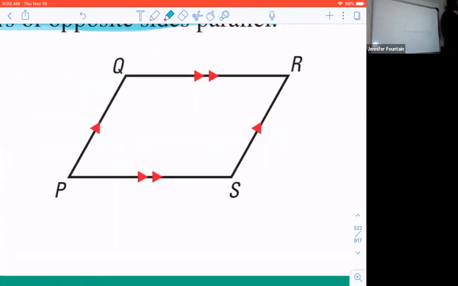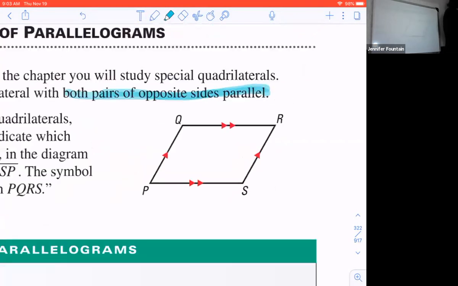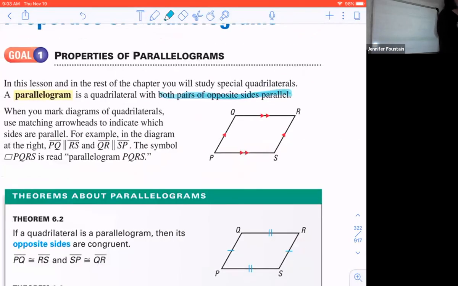So when we look at our diagram, notice that for these two sides, I have a single arrow. That means that these two sides are parallel. I have double arrows here to make a distinction. So I can see that QR is parallel to PS. So my double arrows are parallel. My single arrows are parallel. Okay, so a parallelogram, in the name, it's telling us that I have sides that are parallel. Two pairs of opposite parallel sides, okay?